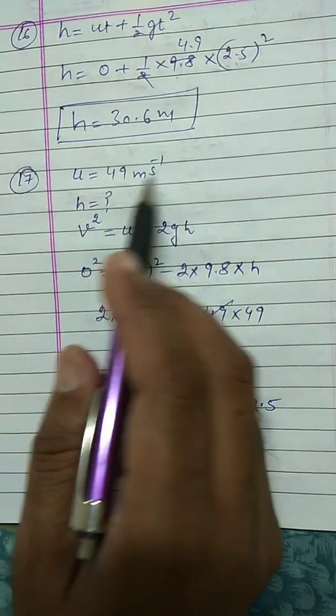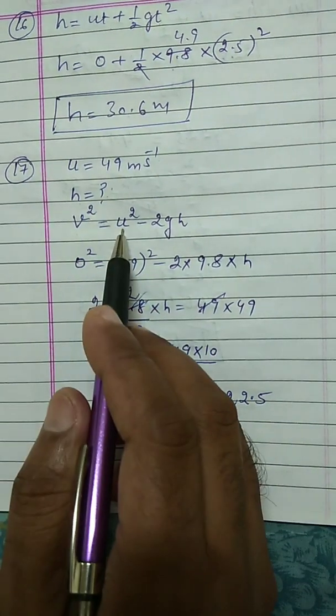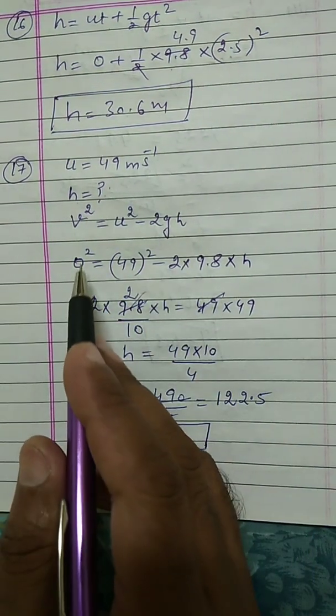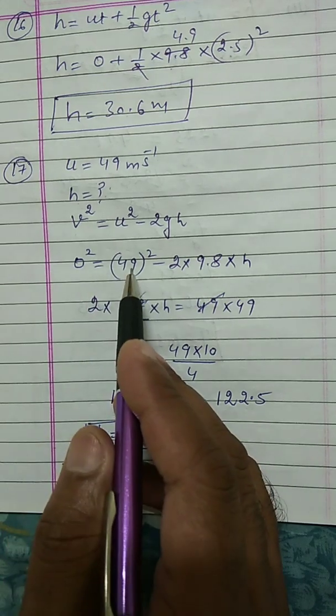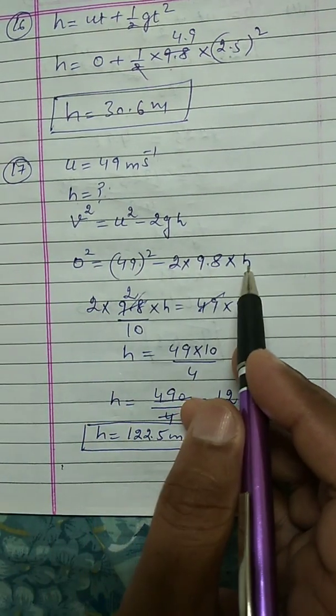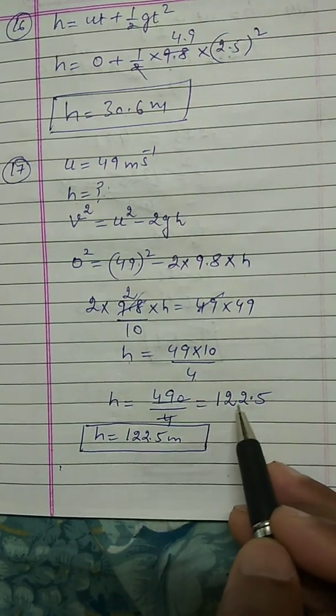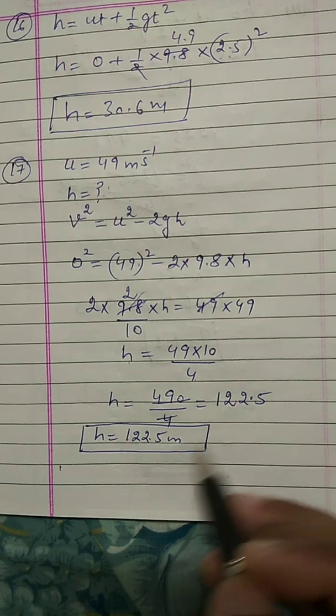17, u is equal to 49 meter per second, height is that you have to find. V square is equal to u square minus 2gh. V is 0 at highest point, 49, u is given, take square of that, minus 2 into 9.8 into h. So h is equal to 49 into 10 upon 4, it is 122.5 meter.